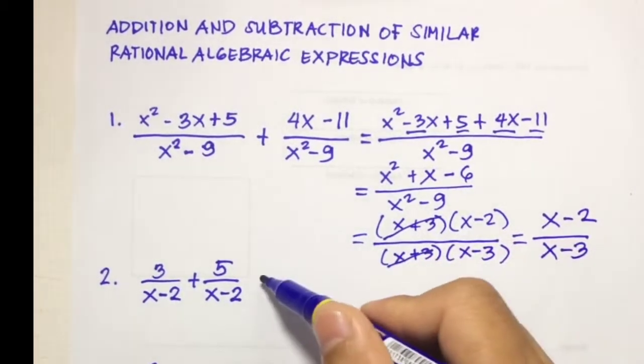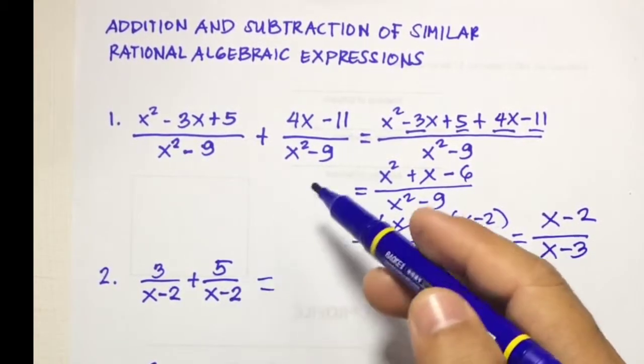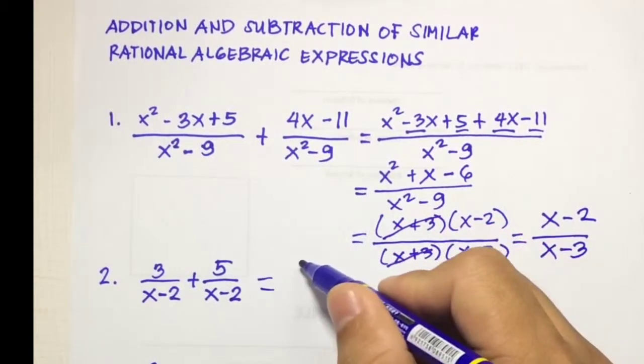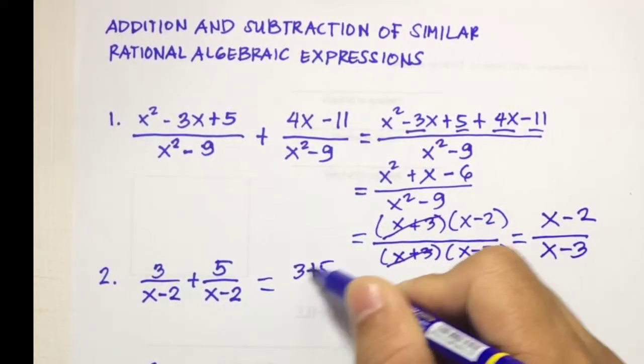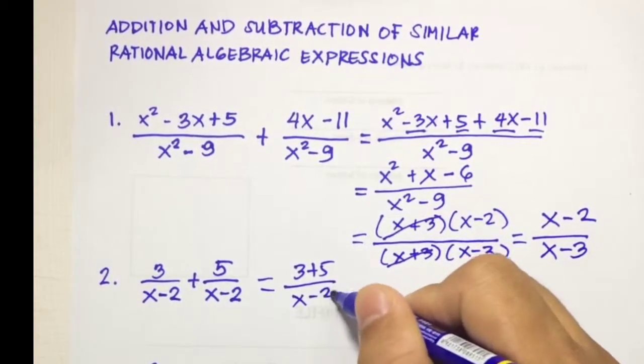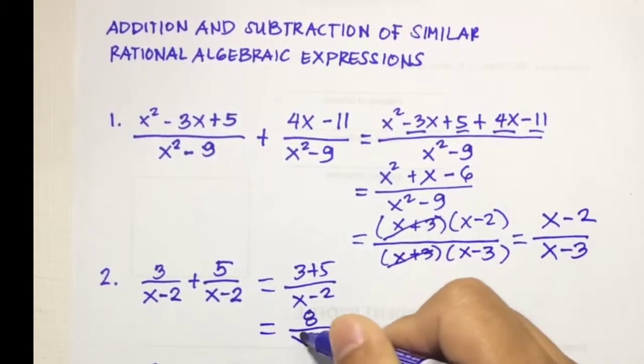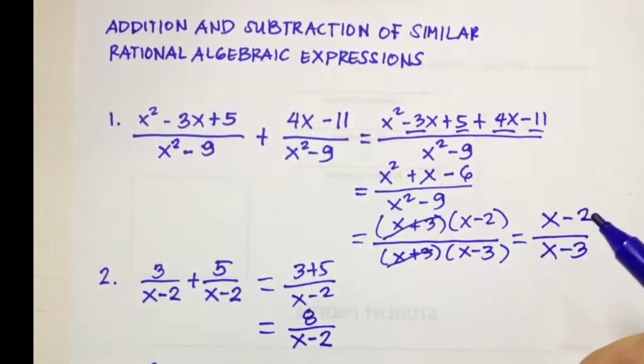Then number 2, 3 over x minus 2 plus 5 over x minus 2. So we're going to have here 3 plus 5 over the denominator x minus 2. 3 plus 5 is 8, over x minus 2.